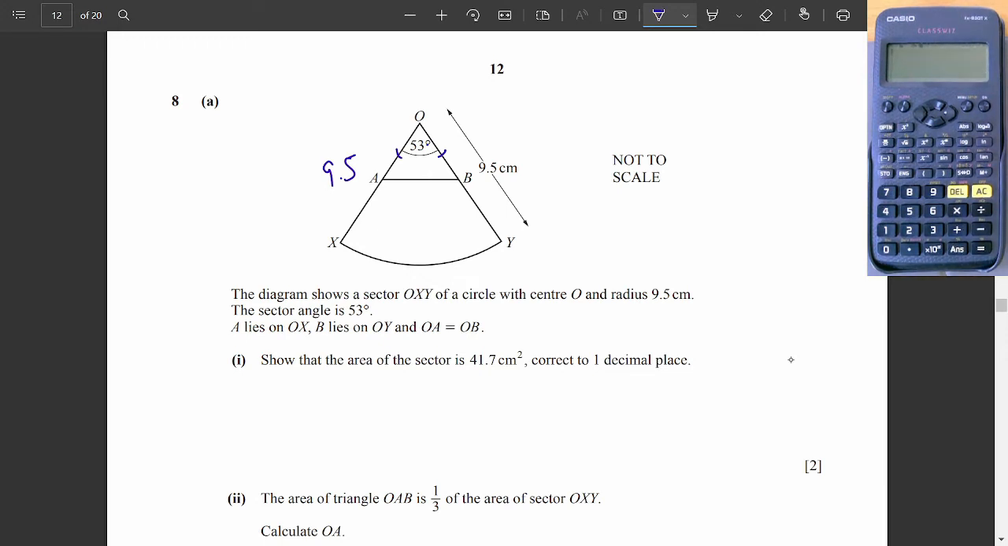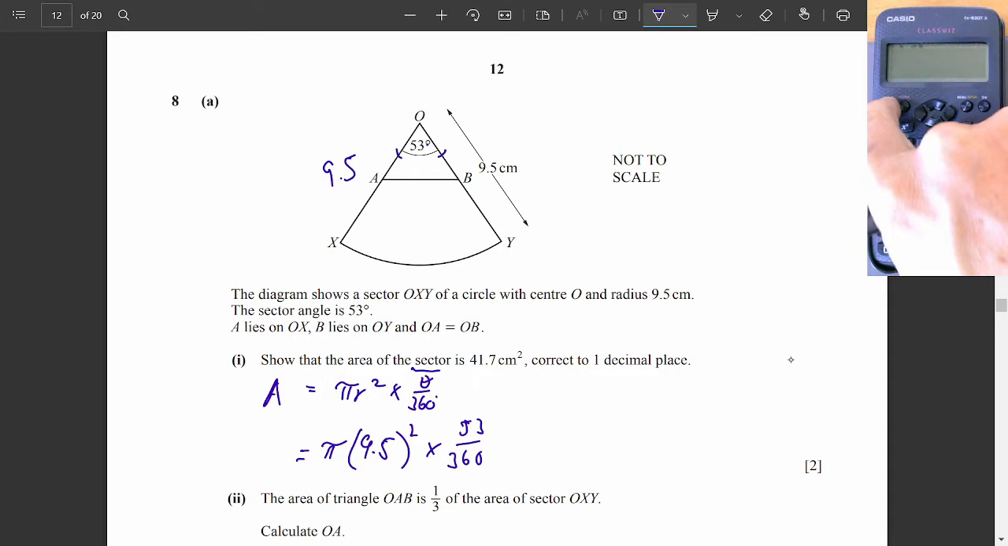Remember, the sector is just part of a circle. That means to find the area, we're going to do pi r squared. But this is not a whole circle. This is a fraction of a circle. That fraction is the angle. So that means we multiply that by the angle divided by the whole circle, 360. So my calculation looks like this. Pi, radius is 9.5 squared times the angle, 53 over 360. Let's put that into a calculator.